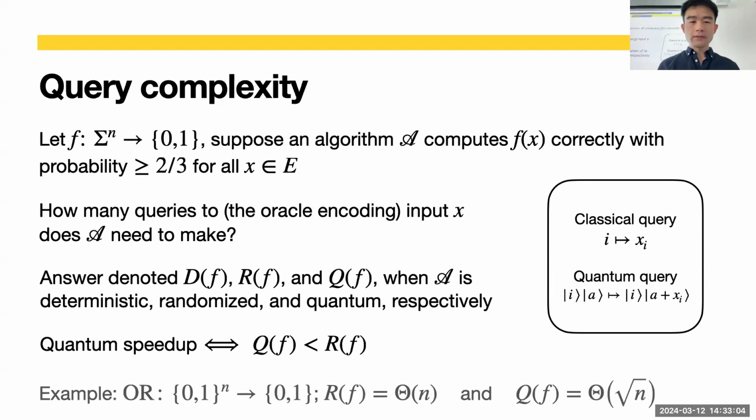As an example, we can consider f being the OR function, mapping from n bits to 1 bit. It is well known that R(f) is equal to Theta(n), because essentially, if you don't read roughly all n of the bits, it could still be that the last bit is 1 or 0, in which case you don't know what the value of the OR is. On the other hand, Q(f) is equal to Theta(square root of n), courtesy of Grover. Note that in this model, we do not care about the complexity of any non-query part of the algorithm. We just count the number of calls to the oracle.